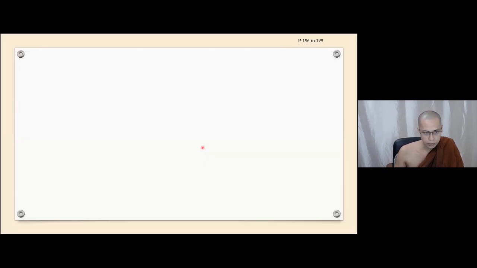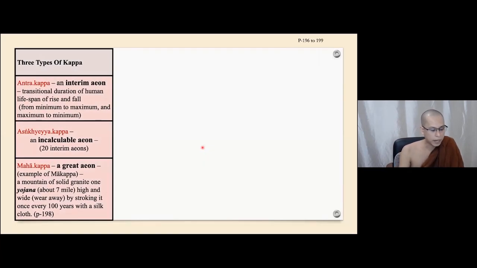Then let's continue with the lifespan in the Brahma realms. Before we count the Brahma realms, we have to know three types of kappa. First, antarakappa, the interim eon. The interim eon is the transitional duration of the rise and fall of human lifespan. Sometimes the human lifespan is 10 years. Now many people consider 75 years for a human being, but we can consider 100 as the longer lifespan.